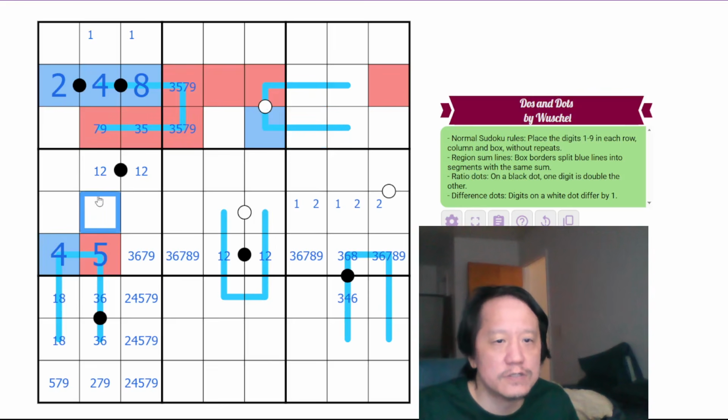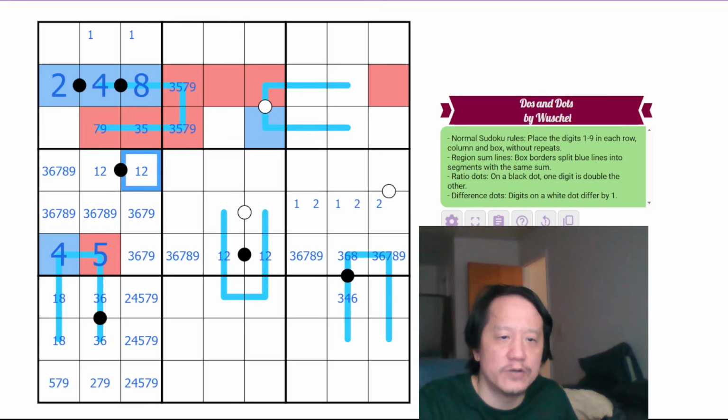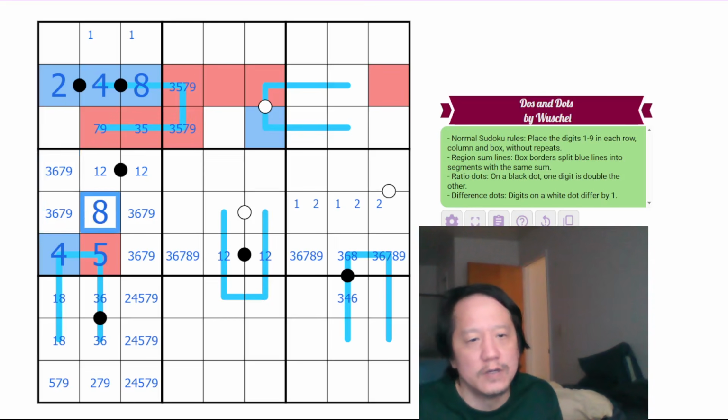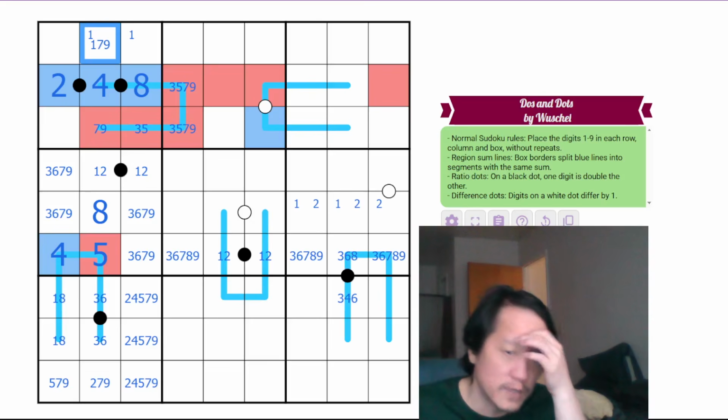Remaining digits of box 4. We have 3, 6, 7, 8, and 9 again here. No 8 here because of 8 in the column. No 8 here because of the 1, 8 pair in the column. So 8 has to be here. Remaining digits of column 2. We have 1, 2, 7, 9, but no 2 there. So it's 1, 7, 9, which is an odd digit.